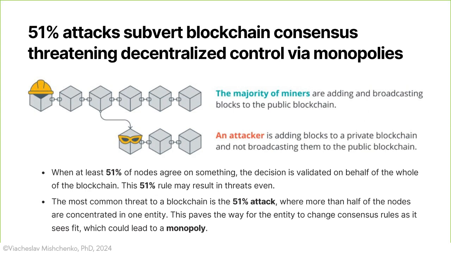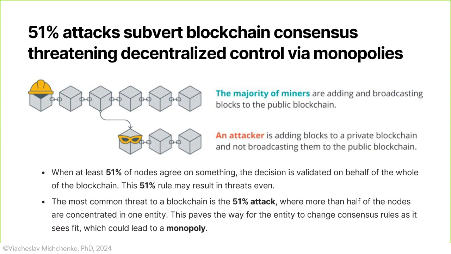And here is where it gets concerning, because if an entity controls more than 51% of the network's mining power, they could potentially force the network to accept their private chain as the legitimate one. This would effectively allow them to rewrite transaction history.